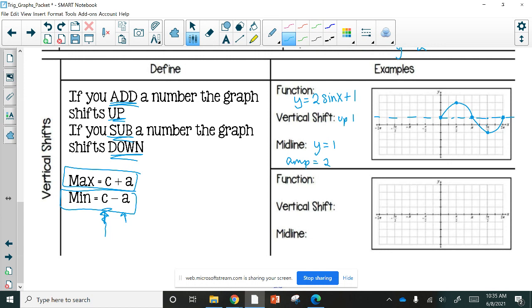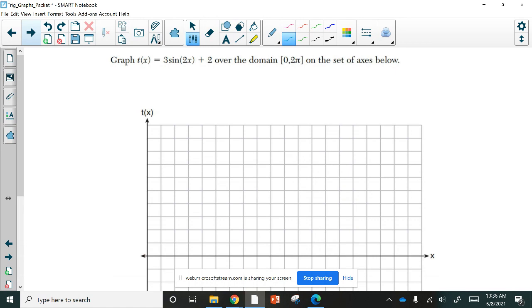Amplitude is the vertical distance from your midline. Okay? It doesn't mean you go to positive 2 and negative 2. It does if you don't have a midline or if your midline is the x-axis. But if you have a shift up 1 and a midline of positive 1, that's where you go up 2 and down 2 from. Okay? One last thing, I hope I don't run out of time.